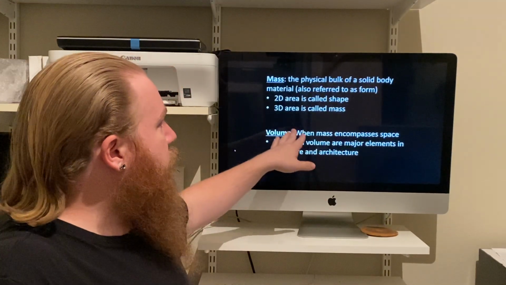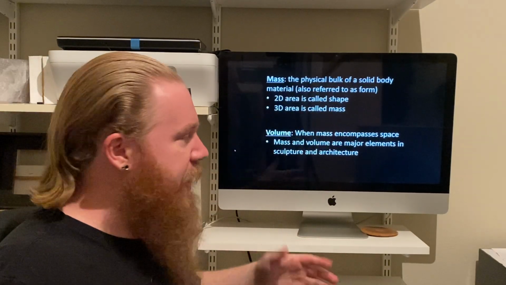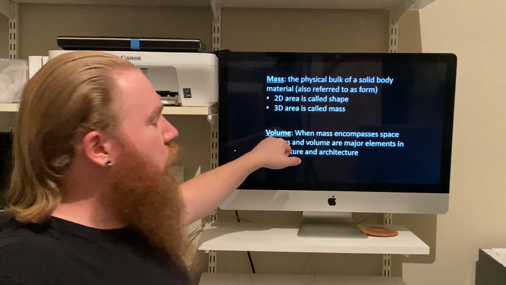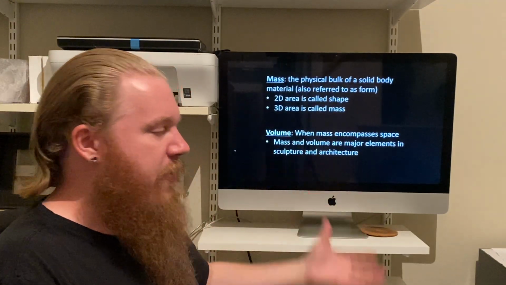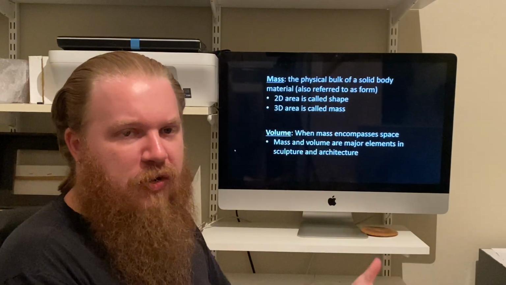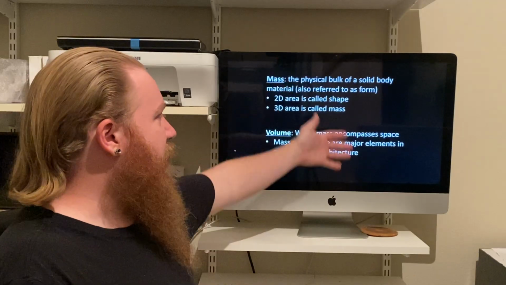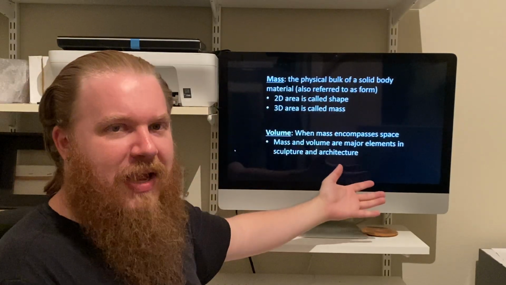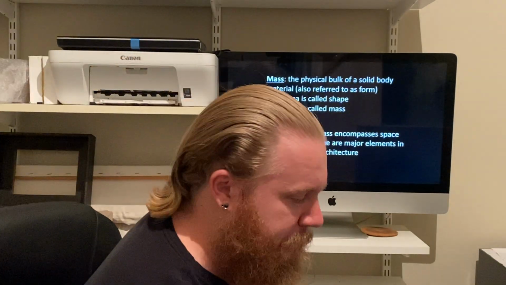However, we can create the illusion of mass in a 2D area or arena. However, something only has volume if it physically exists in reality. So if I had a sculpture here in front of you, that would have volume, whereas just the image on the flat computer screen would have the illusion of mass, per se.